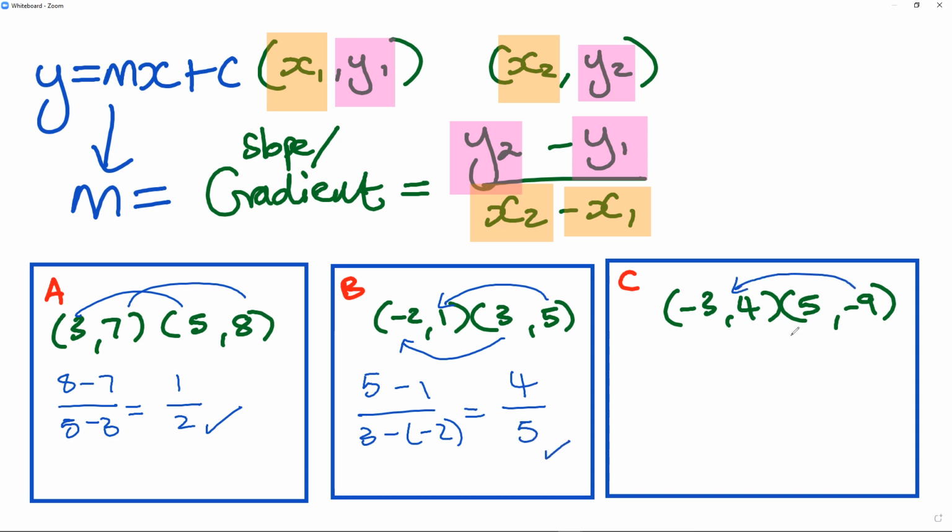Next one, start from the y's. Negative 9 minus 4 over 5 minus 3. Be careful, negative 13. 5 plus 3 is 8. Negative 13 over 8, and we're done. Well done to some of you who got some really good answers there. Well done. Excellent job.